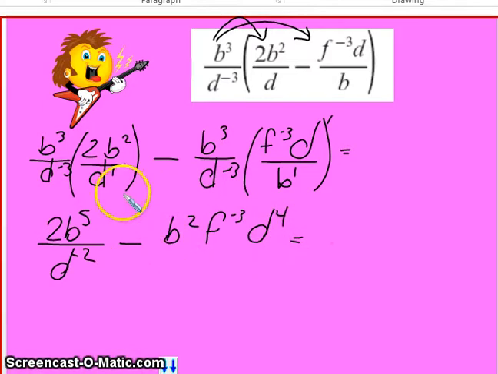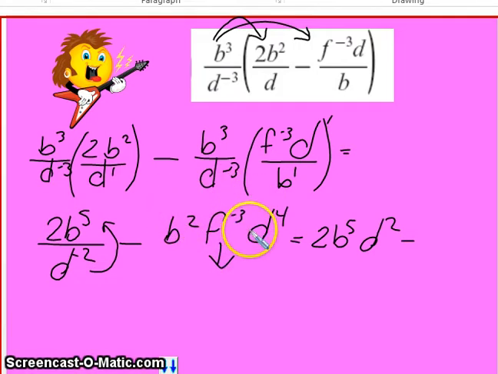Now notice that this is not simplified because I have some negative exponents here. In order to make those negative exponents positive, I have to move them to the other side of the fraction. So here where d is to the negative second, I'm going to have to move that into the numerator to make it a positive exponent. So I have 2b to the fifth, and then d to the negative second comes up to the top to become d squared. Then I've got minus. Now here I have f to the negative third. Since it's negative in the numerator, I'm going to have to move it down to the denominator. b squared and d to the fourth are going to stay where they are in the numerator, and they're going to be over f to the positive third.